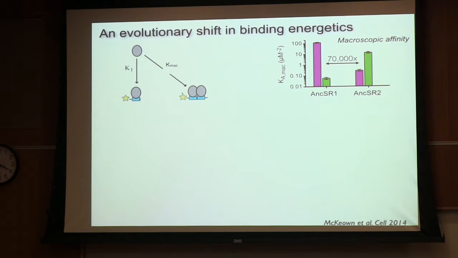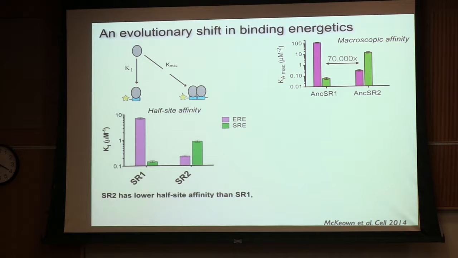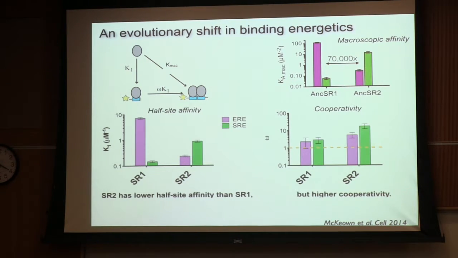When Alicia measured the half-site binding affinity, she found that there is a shift in specificity, but SR2 ends up with a lower affinity for its preferred half-site than the ancestral protein started out with its affinity for ERE. But that reduction in half-site affinity is offset almost completely by an increase in cooperativity. Particularly, SR1 begins with low cooperativity, only about twofold, and there's a substantial increase in cooperativity, up to, I think this is 30-some fold on the SRE.